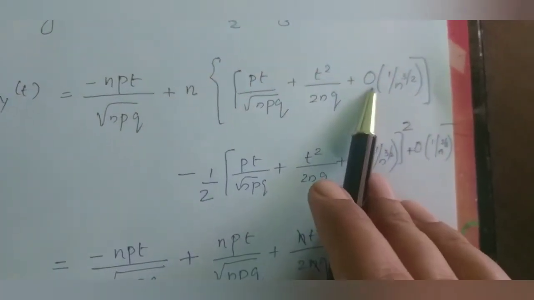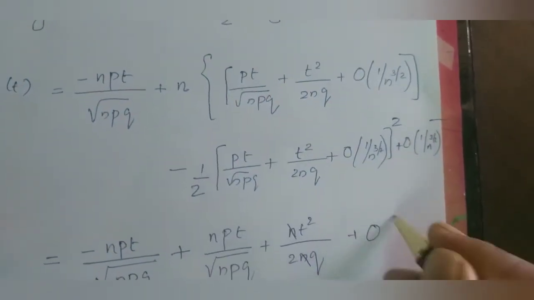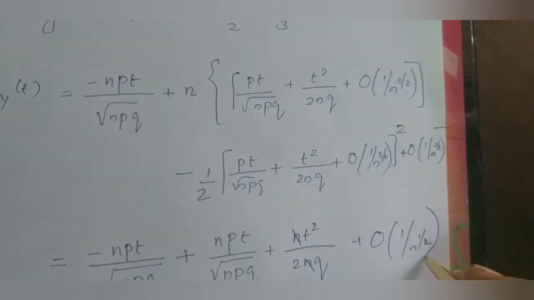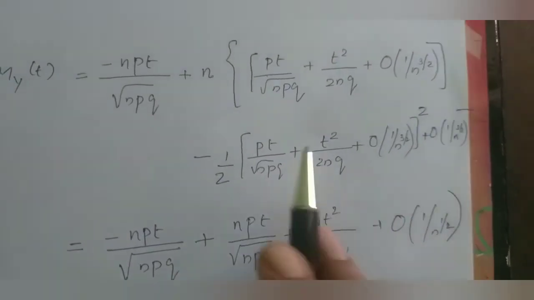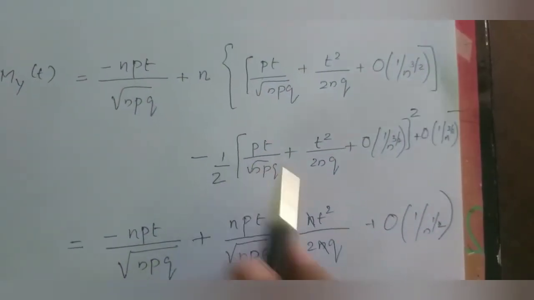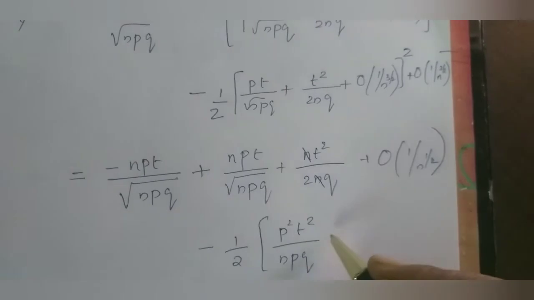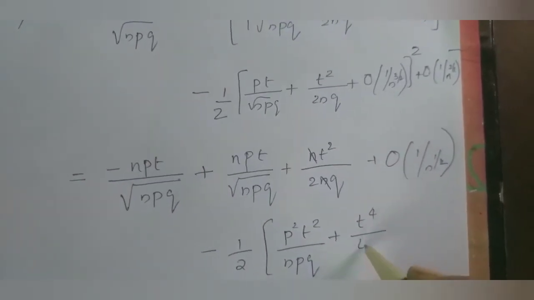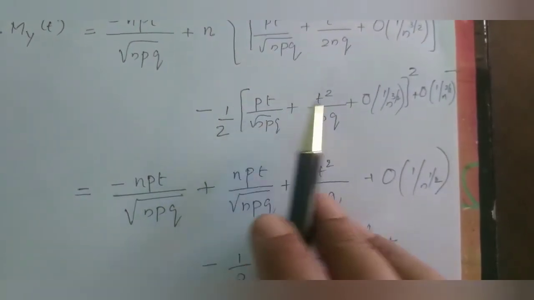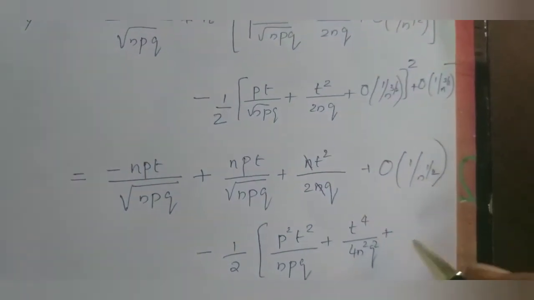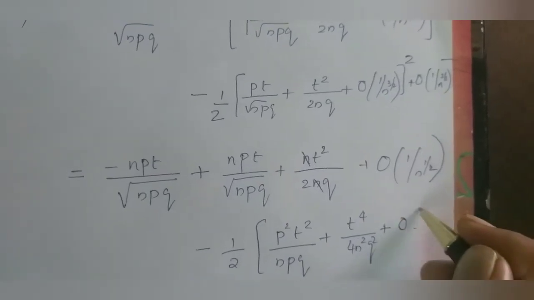Plus, if you are cancelling, order of 1 by n raised to 3 by 2. If you are multiplying with n, it becomes order of 1 by n raised to 1 by 2. Minus here, 1 by 2 of this term. What will we have? If you are squaring, it is p square t square divided by npq plus t raised to 4 divided by 4 n square q square, plus a square plus b square plus 2ab plus 2bc, like that, plus etc. There is no need of writing the other terms.